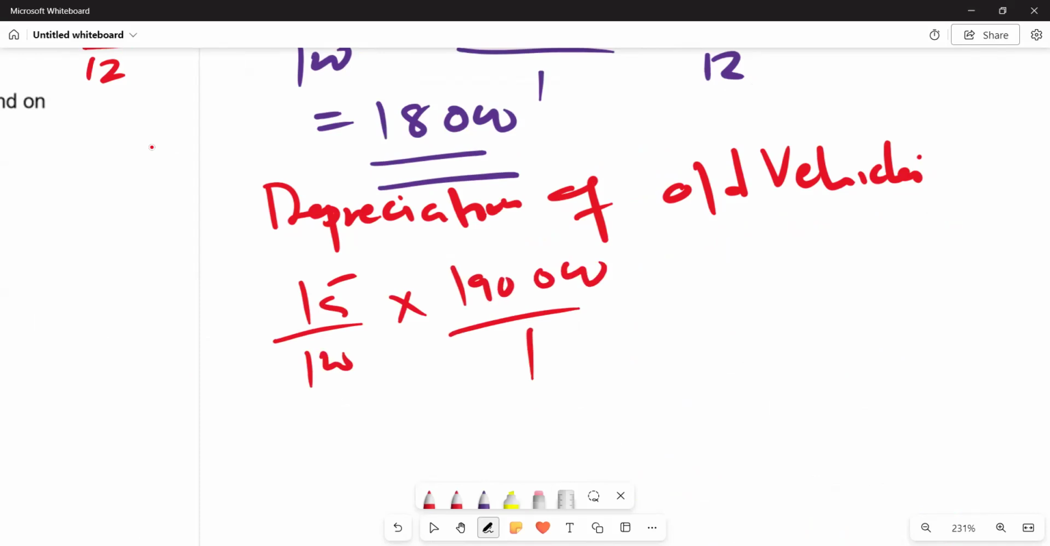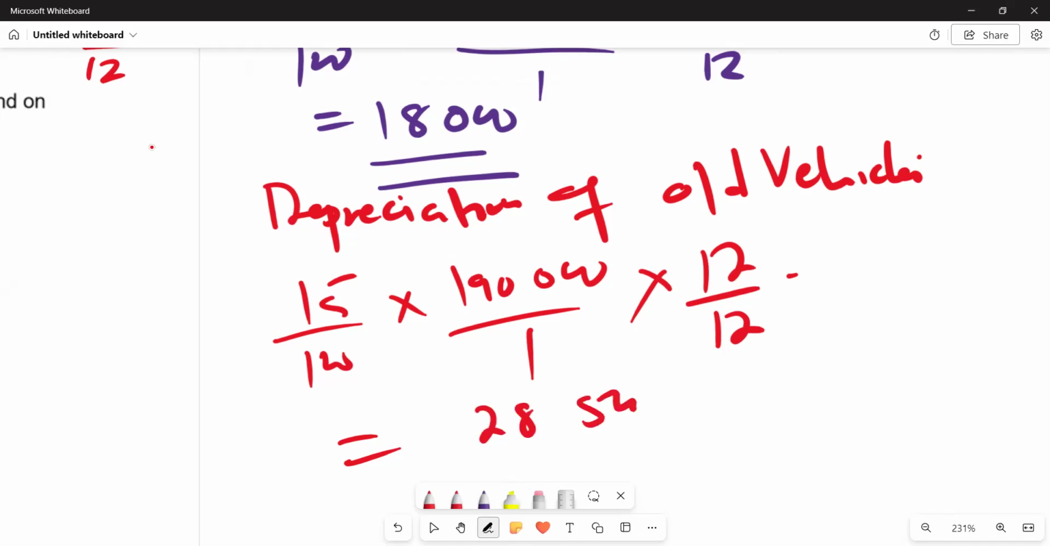You know that these vehicles were there the whole year because they were there at the beginning of the year. So the number of months that they stayed is 12 months over 12, basically 1 year. Then we calculate, and let's see if you calculate it correctly: 28,500. So this is for the old vehicles.